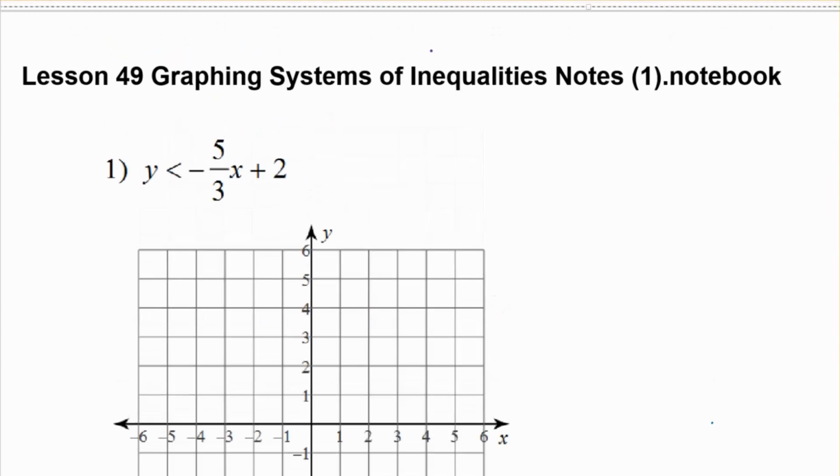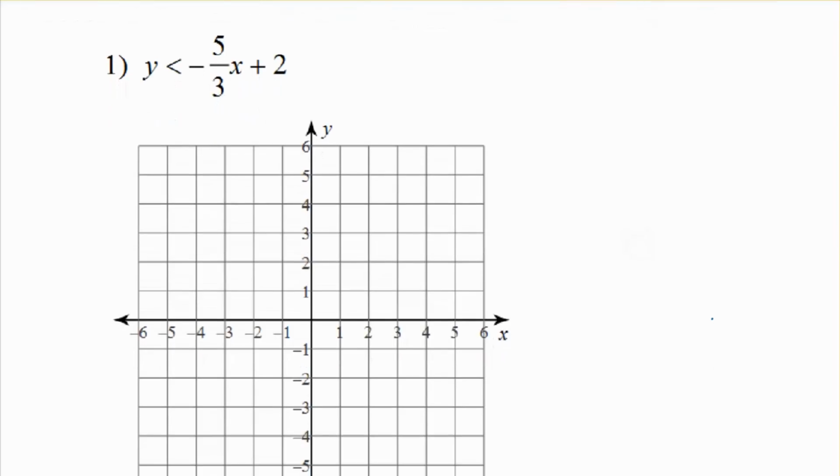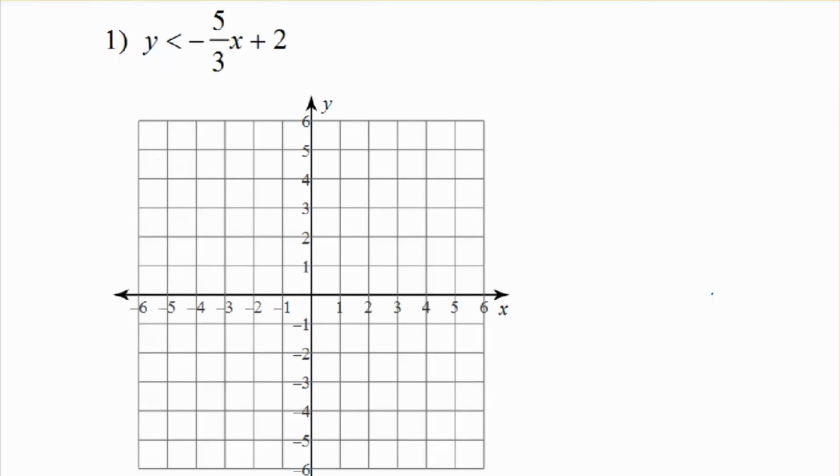This is the warm-up for Lesson 49, Graphing Systems of Inequalities. So we've got our equation, y is less than negative 5/3 x plus 2.